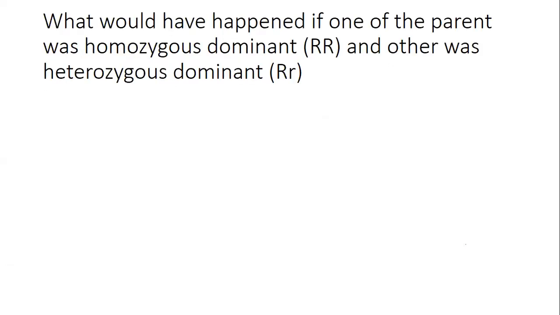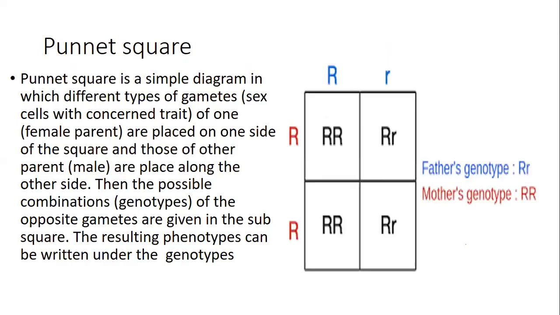What would have happened if one of the parents was homozygous dominant, that is capital R capital R, and the other was heterozygous dominant? If that was the case, you would have got R, small r, so everyone would have been a tongue roller. There is no non-tongue roller possible. You can see capital R small r, capital R capital R, capital R small r. Even one capital R means it is a dominant character.